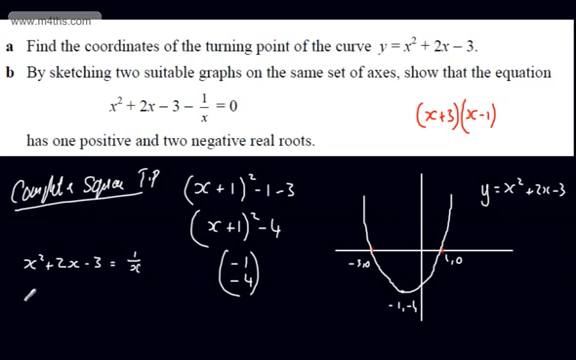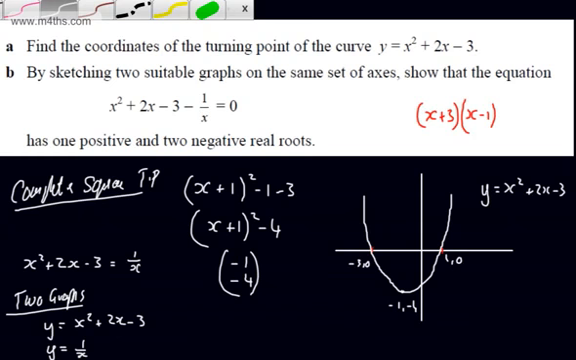So what we're going to have are two graphs. So let's just write this here. We're going to have two graphs to solve this. We're going to have y is equal to x squared plus 2x minus 3. And we're going to have y is equal to 1 over x. So if I think about now 1 over x, let's do a different colour. What we can do is the following. 1 over x is our reciprocal graph.